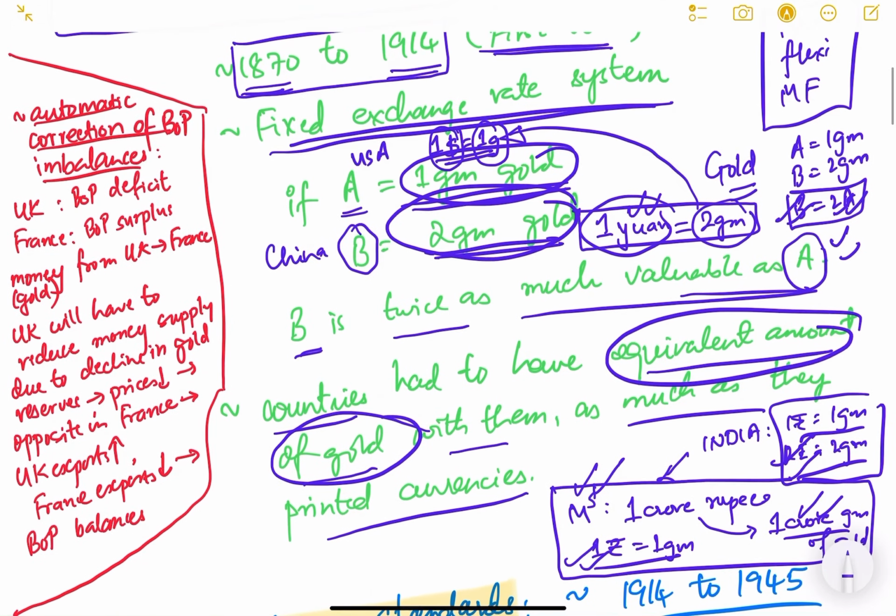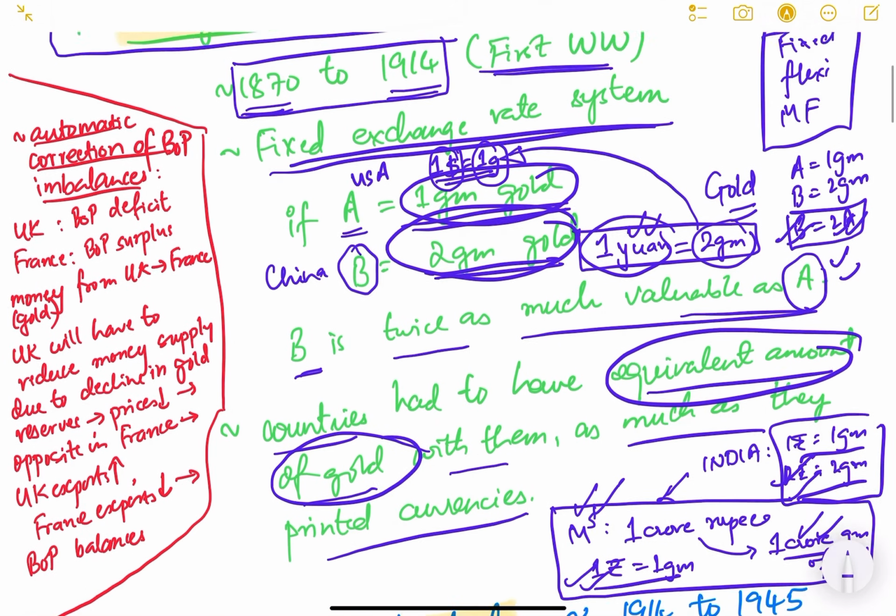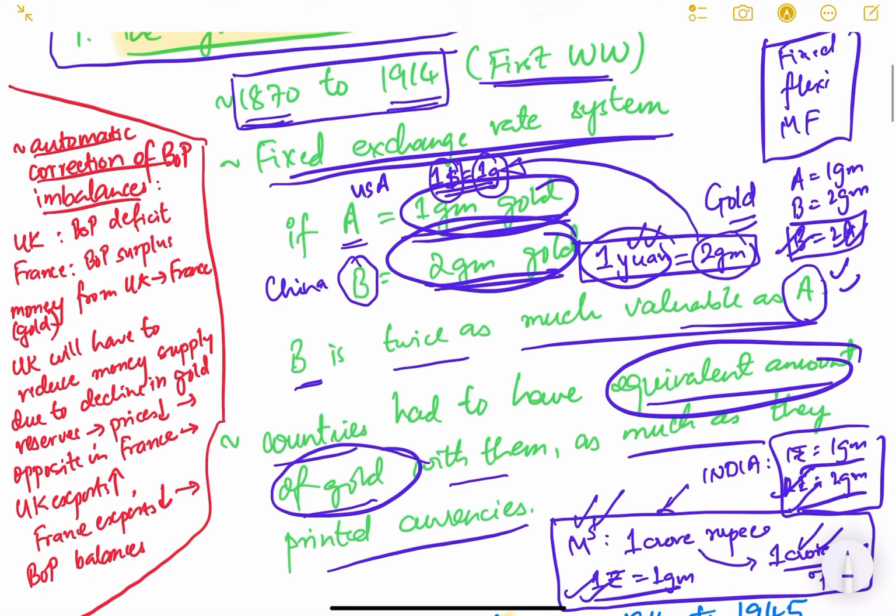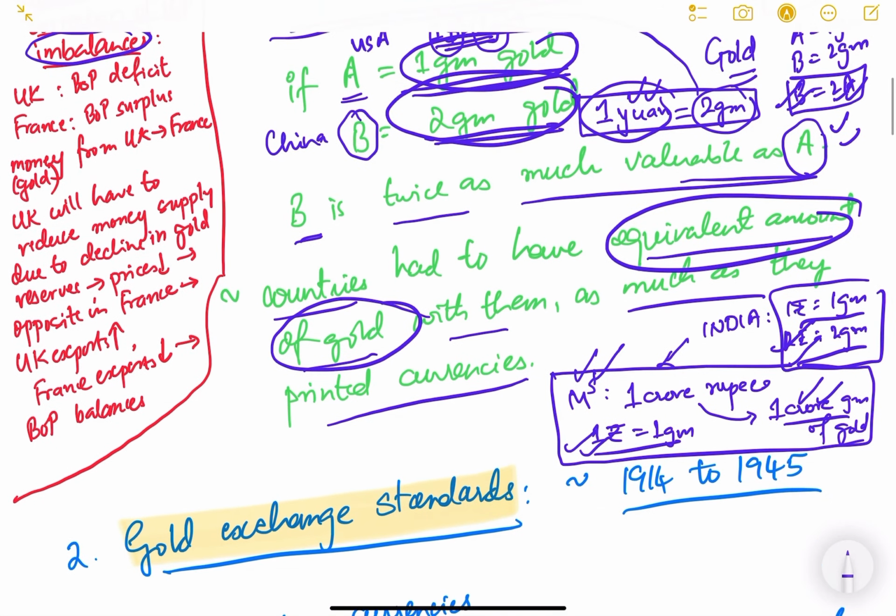Now see, in the fixed exchange rate system, in this gold standard, there is an automatic correction of balance of payment. Okay, so balance of payment imbalances you already know. So when the balance of payment imbalance means what? There is a current account, right? There is a current account and there is a capital account.